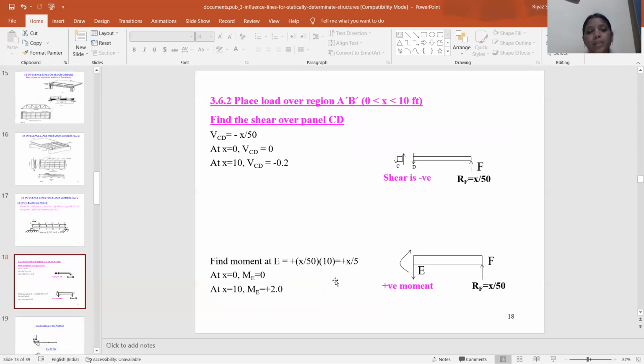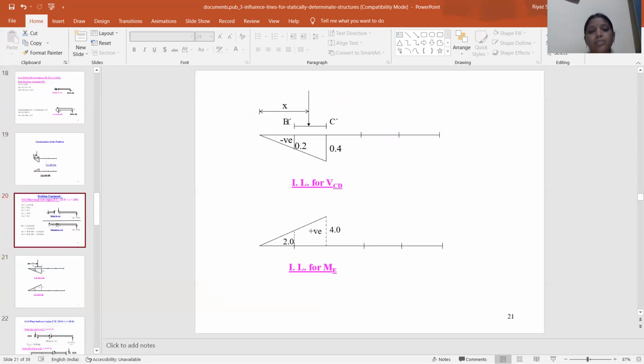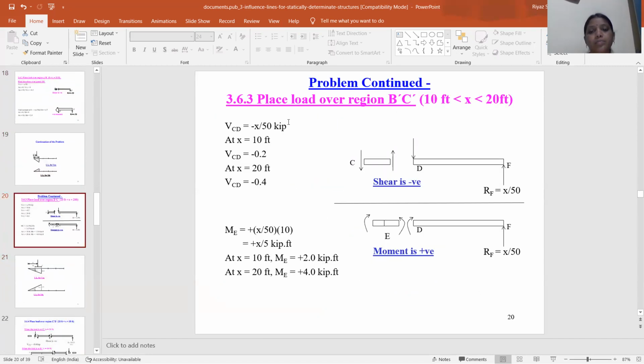The force equilibrium method is followed for the shear force. And then place load over the region, 10 feet less than X less than 20 feet. So this is used for the continuity problems of positive shear force and negative shear force. Find out the moment.